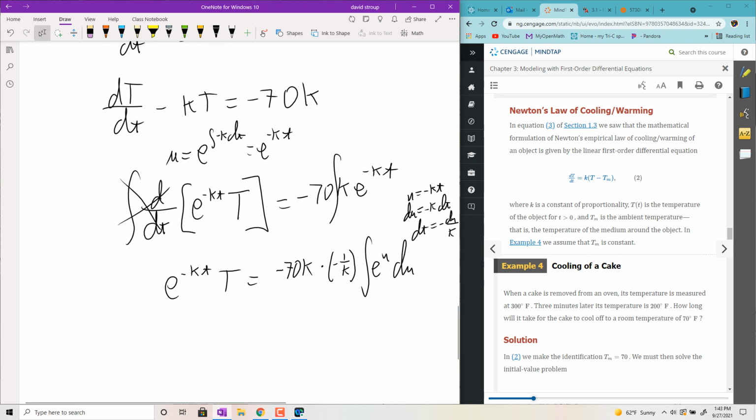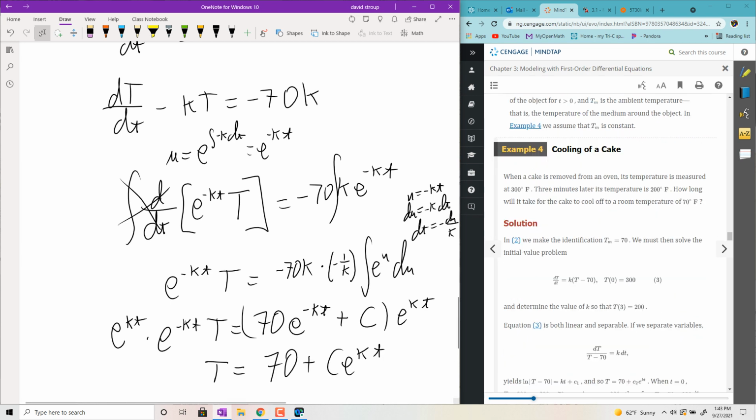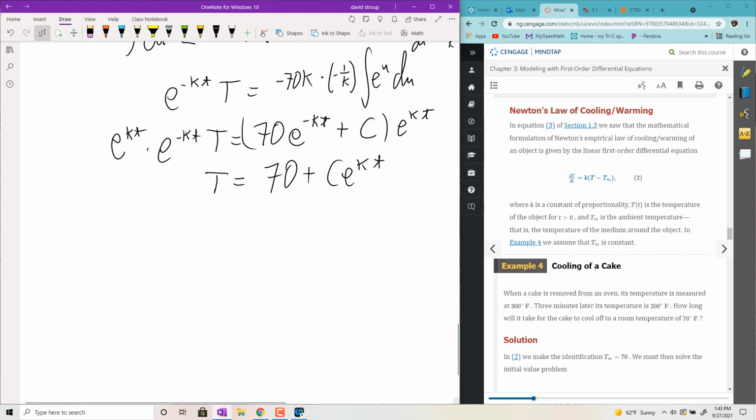And then you integrate that, so e to the negative kt times T equals, the k's cancel, negative is positive, and the integral of e to the u is just e to the u, but back substituting you get e to the negative kt. Add on a C, and multiply everything by e to the positive kt. Then you get 70 plus C e to the kt as your model. Let's see if that's what they got. Yeah, same thing.